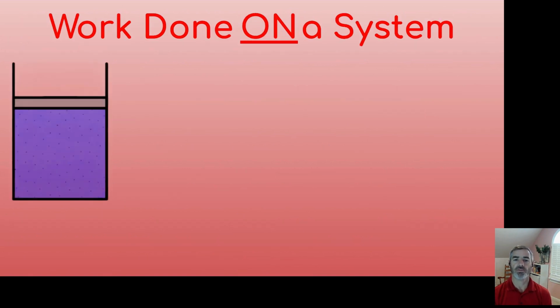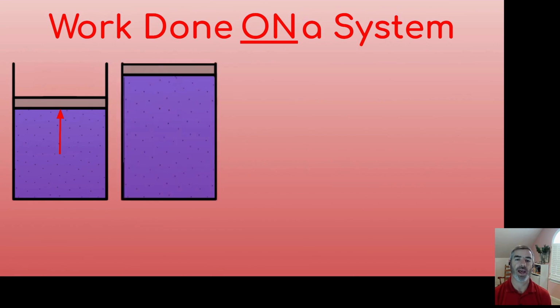So let's talk about some vocabulary. The key word here is on. The work done on a system. So we have this gas applying a force, expanding that volume. So the gas is pushing that piston upward. And that piston being pushed upward, it moves a distance that we'll call d. And we know from physics 1 that work is equal to force times distance. So that force that's applied times the distance is going to give us the work.